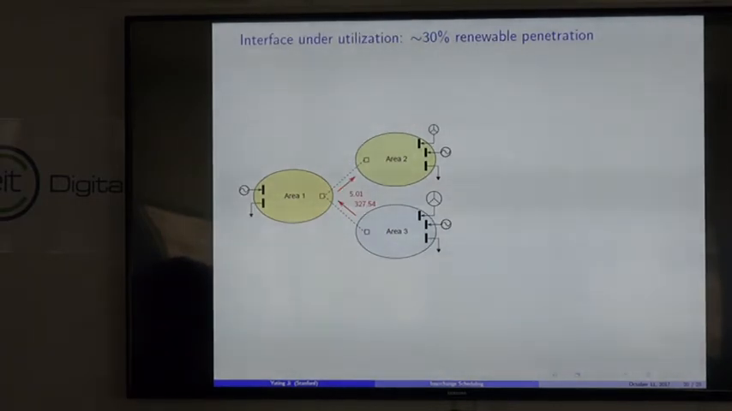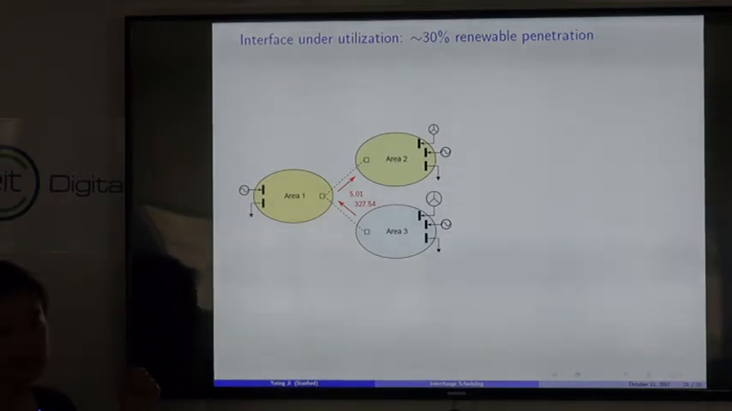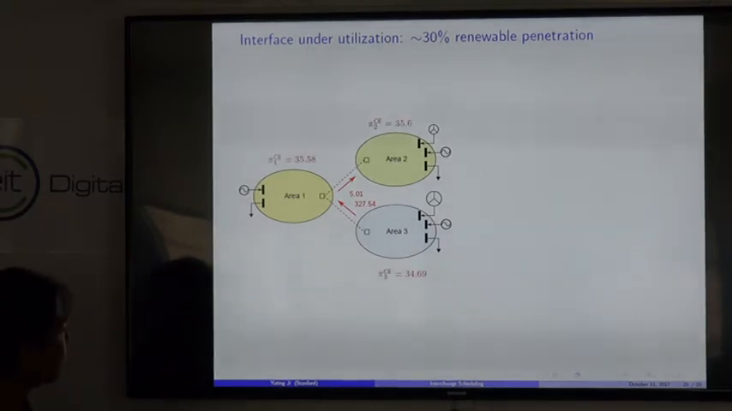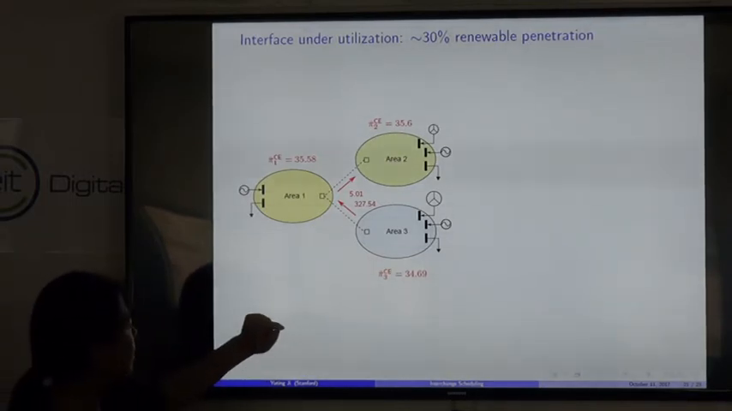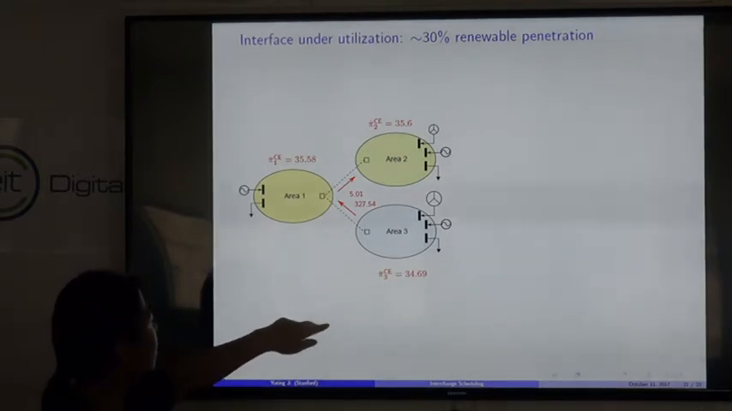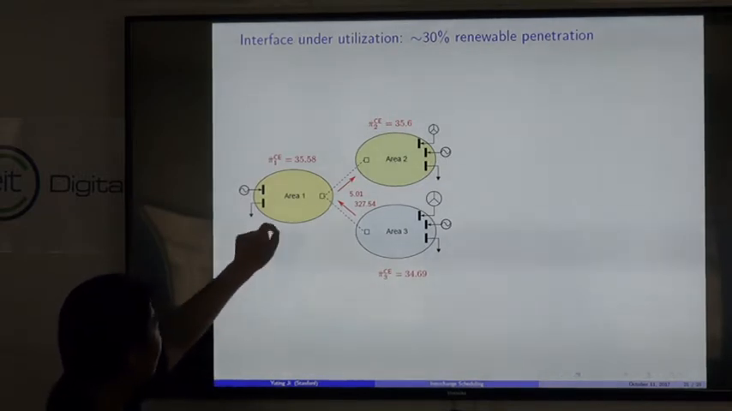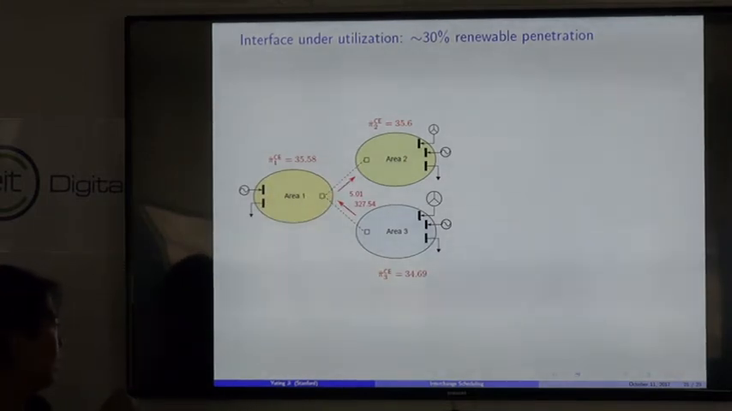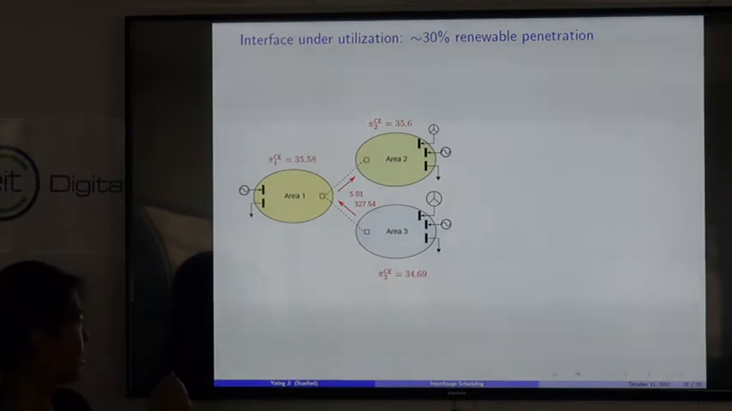To see the other inefficient phenomenon, we increased the renewable penetration to 30%. The red one is still what CTS does. It schedules the flow from 3 to 1, 1 to 2, and the price is like that. So you can see the price direction is now economically correct. The flow goes from low price to high price, right? But the problem is there are still price differences.